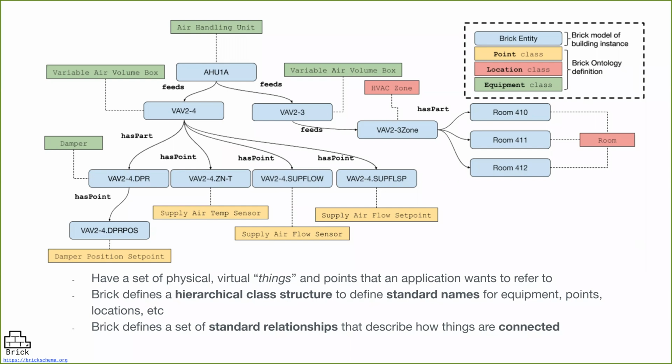So we've got our air handling unit at the top. That air handler unit is passing air to two VAVs. One of those VAVs feeds air to a zone, which consists of a set of rooms. The other VAV has a damper, which has its own point, and also has a collection of points: the sensors, the airflow sensors, and supply air temperature set point, and so on.